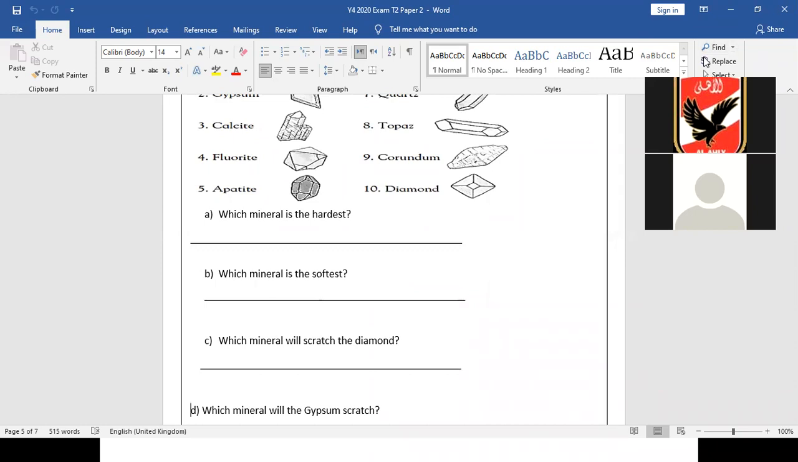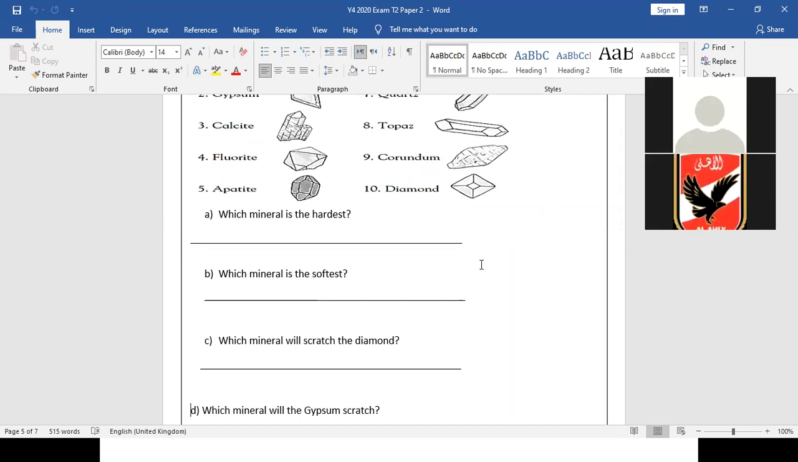Adham, are you there? Yes. Okay, Adham. Which mineral is the hardest? The diamond. The diamond, very good. Amr, are you there? Yes. Which mineral is the softest, Amr? Talc. Talc, very good.